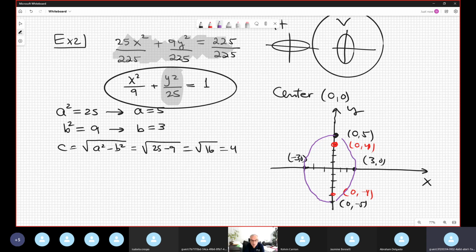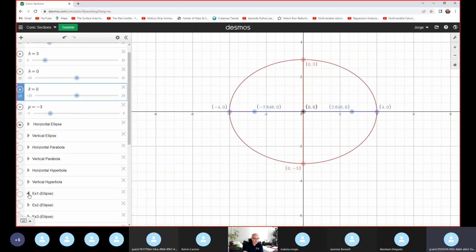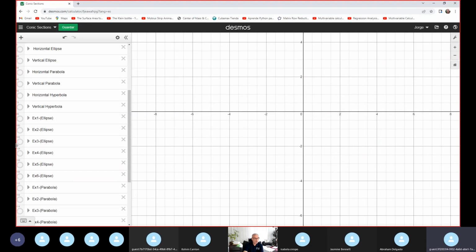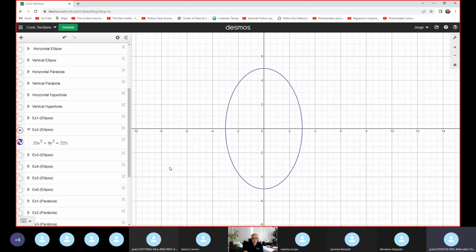Okay, I suppose you see this one, right? Forget about example one. Example two, look. In example two, I typed exactly the same as it's given. Not necessarily you put in a standard form. You put it in the Desmos, it's smart and plots that. Boom. Do you see, it's a vertical case?